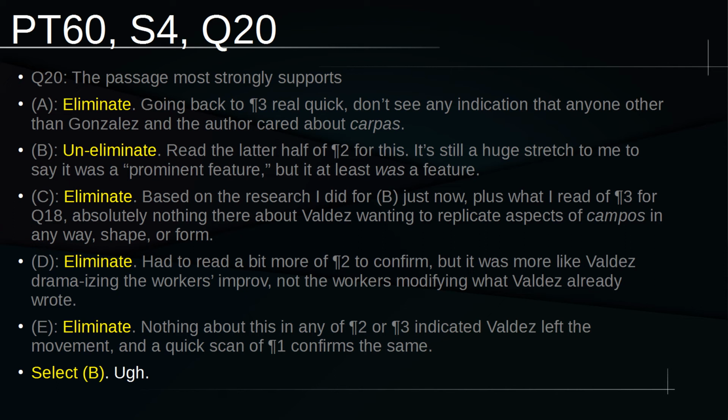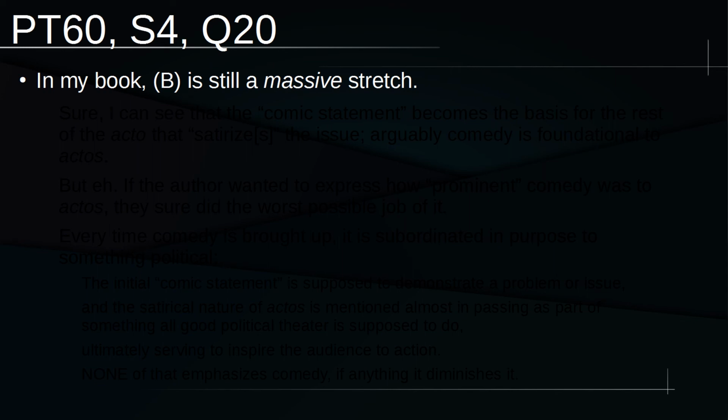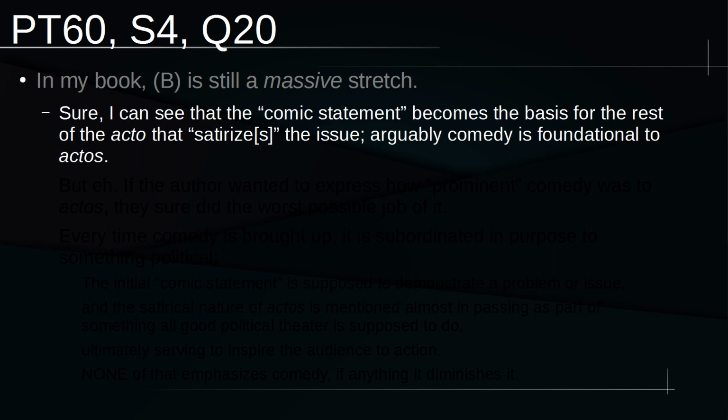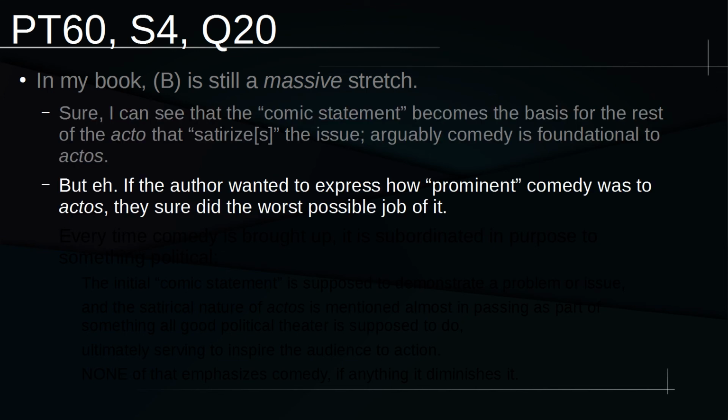My standard hasn't really changed between the first elimination and the second unelimination for B. So we'll discuss how I got to that point without spending too much more time on this slide. In some respects, to me, B is still a massive stretch and arguably even worse than C from 18. I mean, sure, I can see that the comic statement becomes the basis for the rest of the Octo that satirizes the issue. So in that sense, arguably, comedy is at least foundational to Octos. It's kind of where the whole thing springs from. But I mean, get out of here.